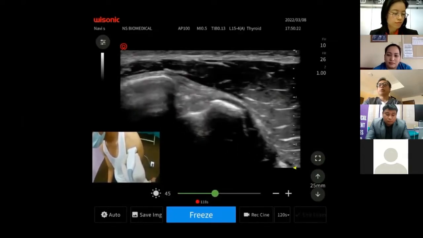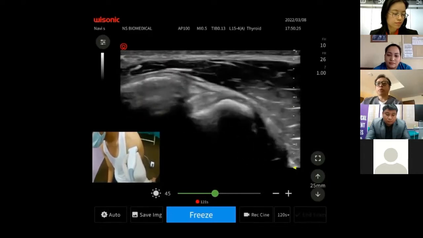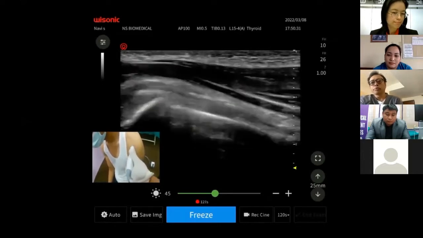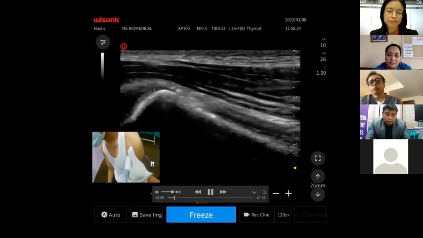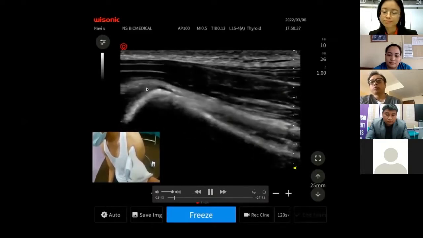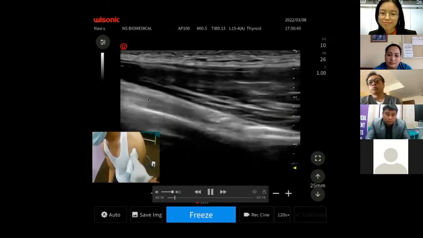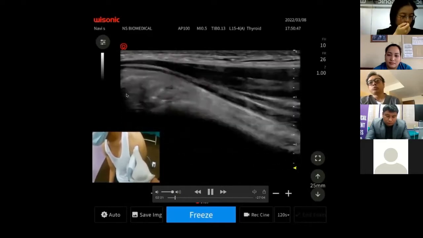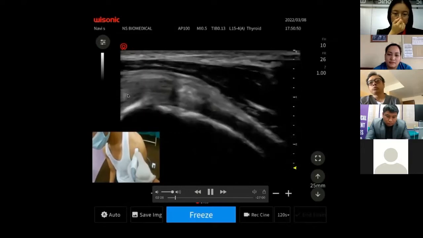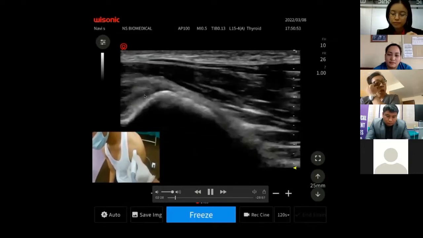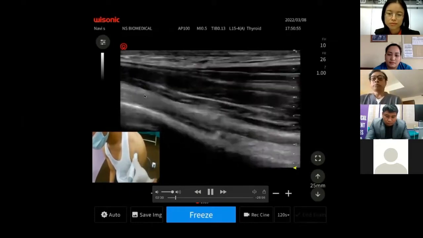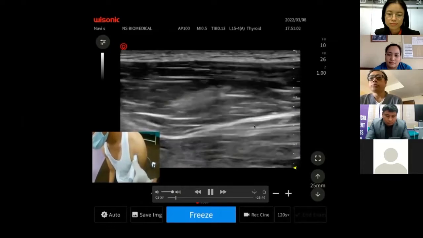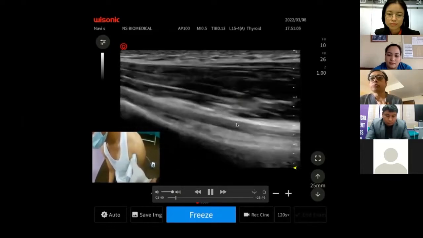So once we see the biceps tendon in the short axis, what I do is carefully turn my probe 90 degrees to see the biceps tendon in the long axis. So once I see the biceps tendon in the long axis, I scan it all the way up. I trace it all the way up. And then I trace it all the way down to its myotendinous junction. That's the myotendinous junction of the biceps tendon. Again, scanning it all the way up.